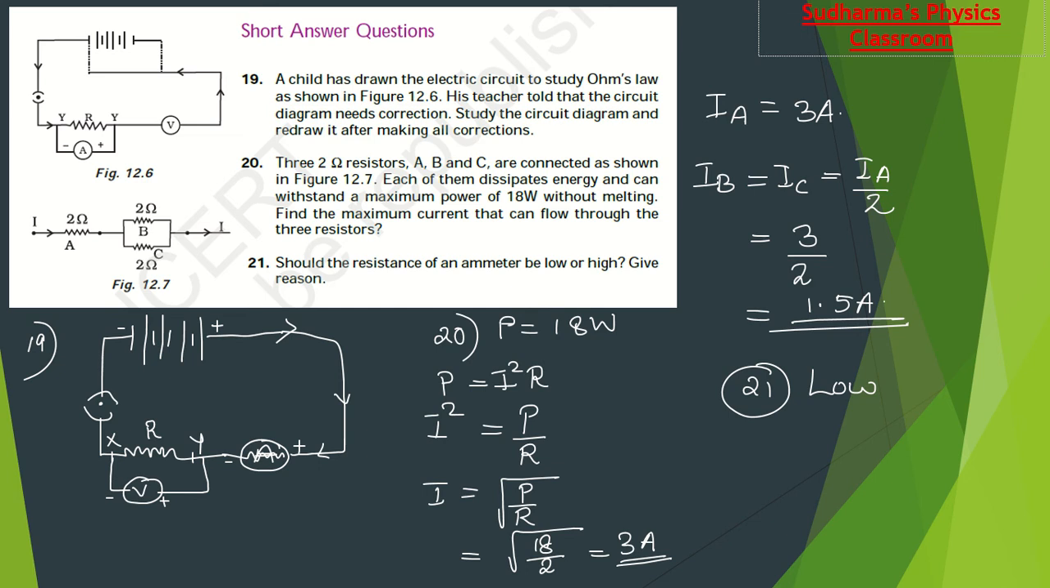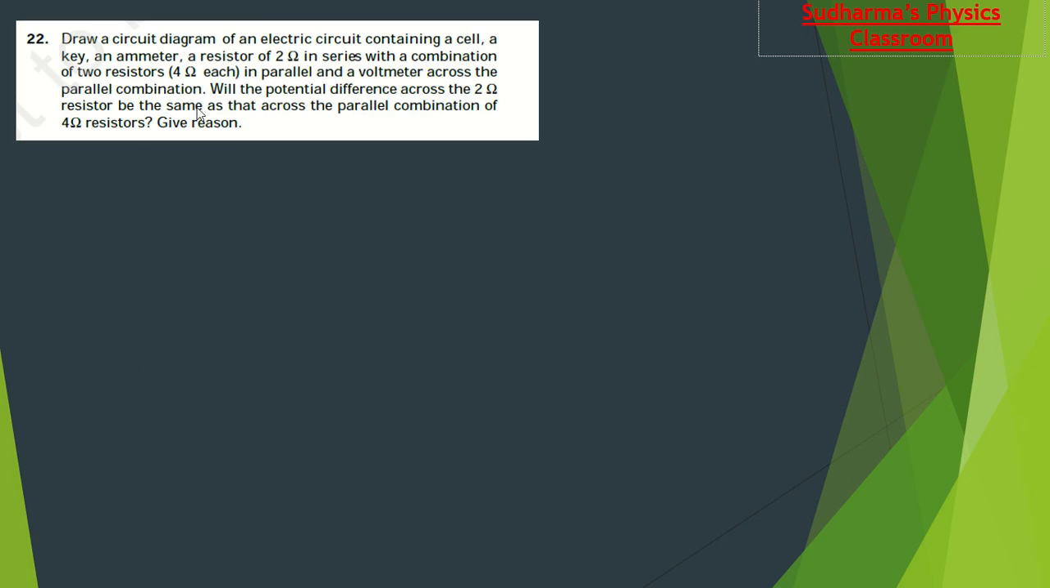So hope you understood the solution for these 3 questions. Now coming to the next one. Draw a circuit diagram of an electric circuit containing a cell, a key, an ammeter, a resistor 2 ohm in series with a combination of 2 resistors 4 ohm each in parallel and a voltmeter across the parallel combination. Will the potential difference across the 2 ohm resistor be same as that across the parallel combination of 4 ohm resistors? Give reason. So let's read the question once again.